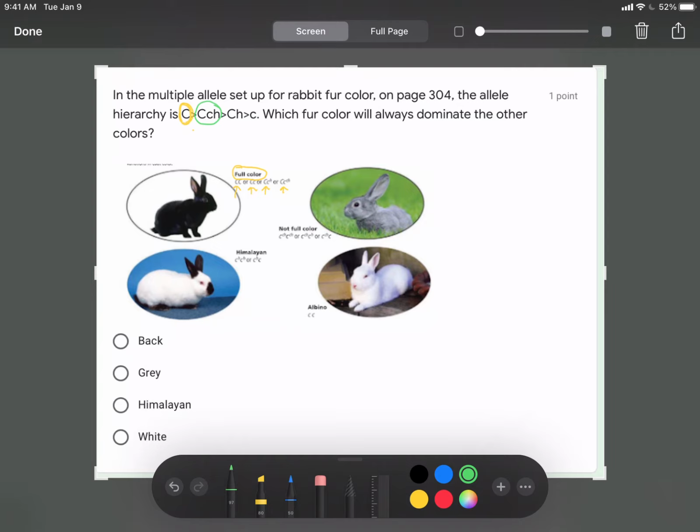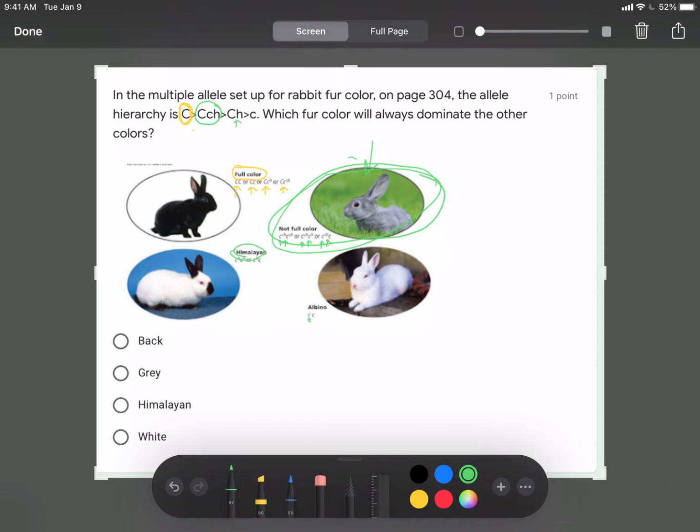Okay, king trumps a queen in cards. So this would be like the queen. It overrides everybody except for the king, which is the capital C, which is full color, right? Okay, so in this instance, if you have CCH with CCH, that works for not full color, you get a gray bunny. If you have CCH and CH, like that one right there, which is for this guy right here, well you still get not full color, it's a gray bunny. And if you get CCH little c, like this guy down here, you still get a gray bunny. All right, so that's 3 setups that you get for that gray bunny.